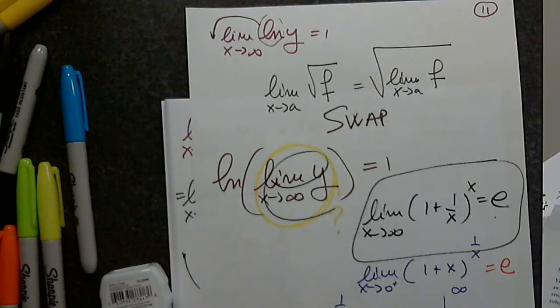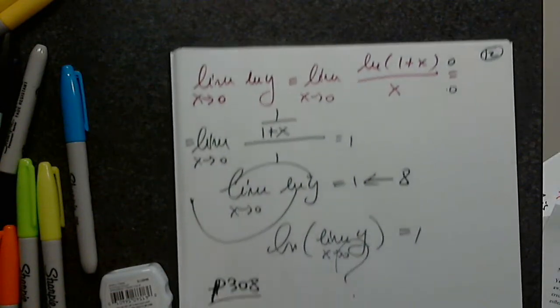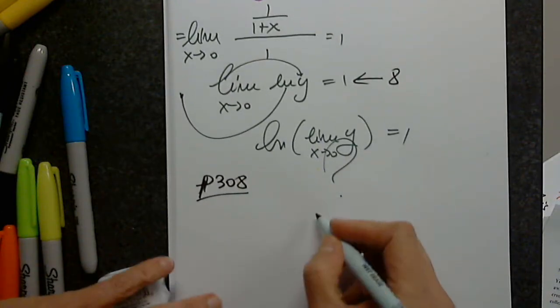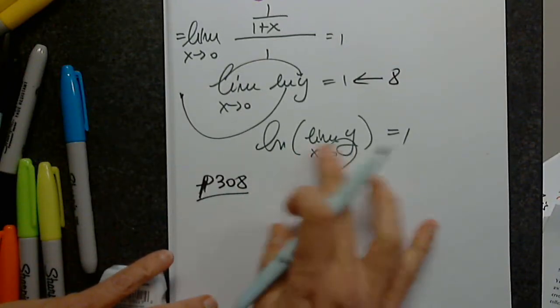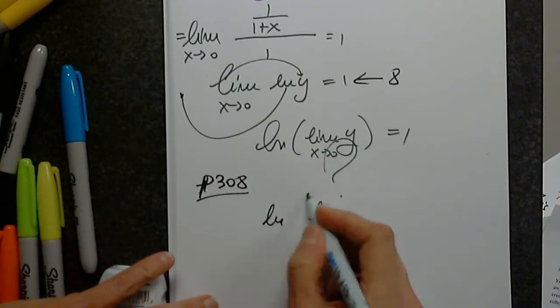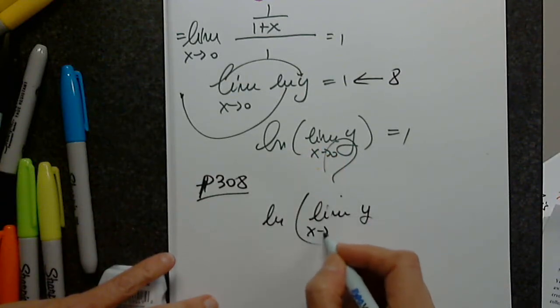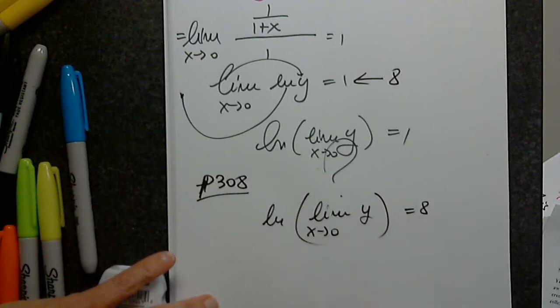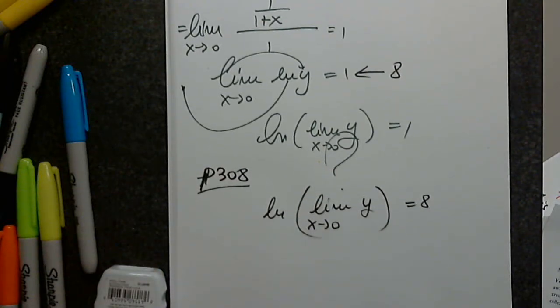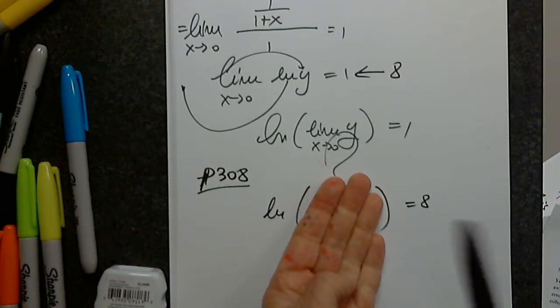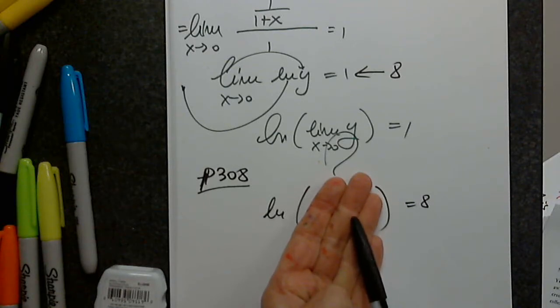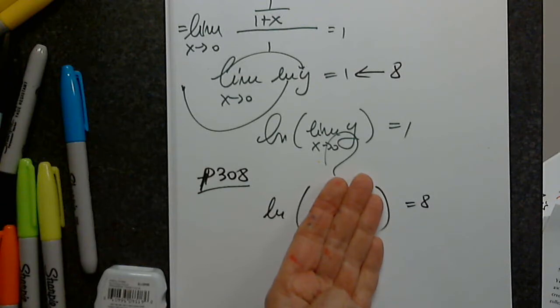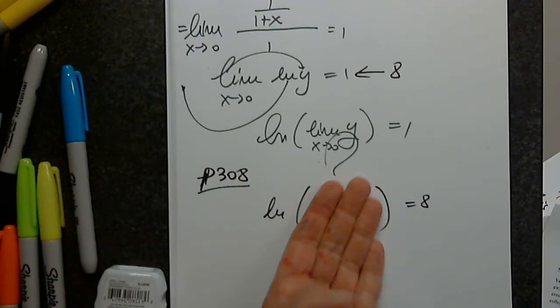So what do we do with the power? Say it again. What do we do in cases where it comes up 8? That's a very good question. So what if I have the natural log of the limit of y as x approaches 0, and I get 8? So what could this be so that natural log of this is 8? E to the 8.